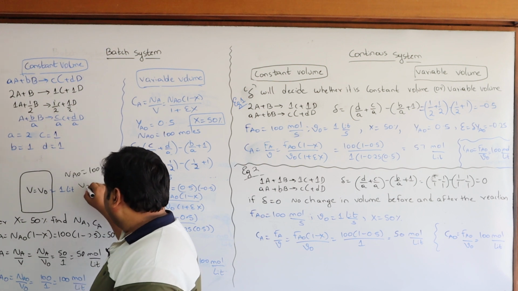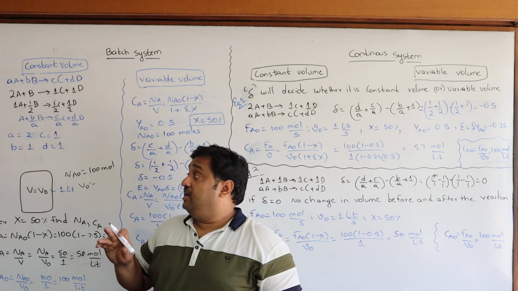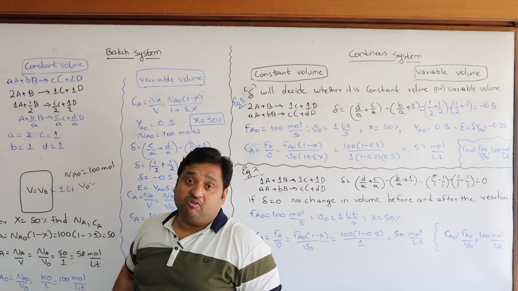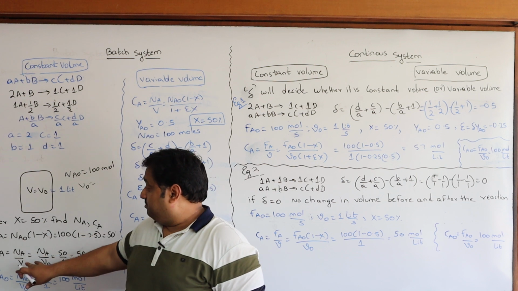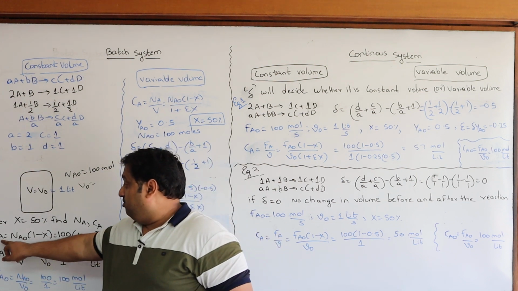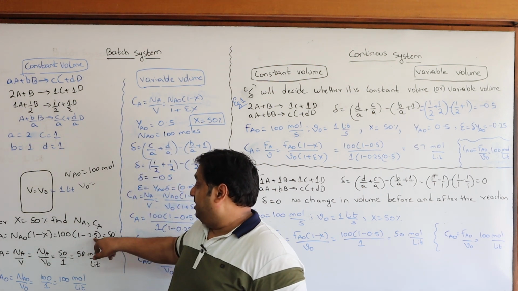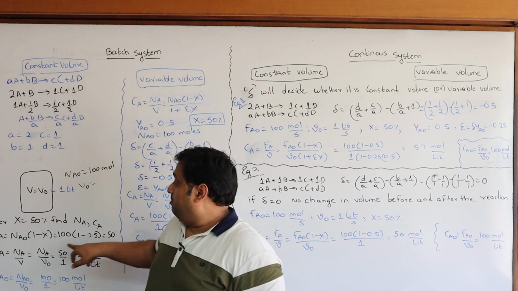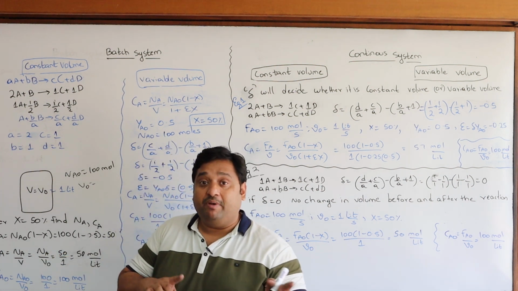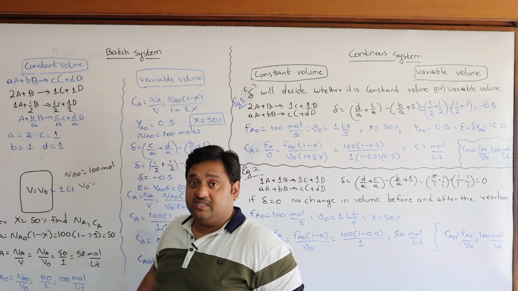Initial volume which is given is 1 liter. If this reaction is happening inside a constant volume reactor, then what is my final concentration Ca that I have to find out? I know Na equals Na0 into 1 minus x, which is 100 into 1 minus 0.5, which is 50 moles. What is my volume? Initial volume and final volume are the same for constant volume batch reactor systems.